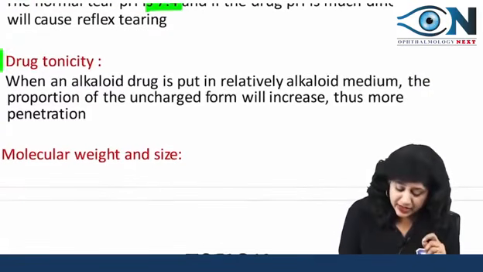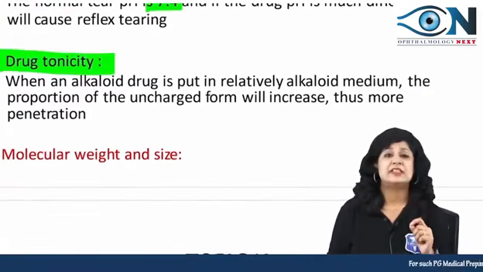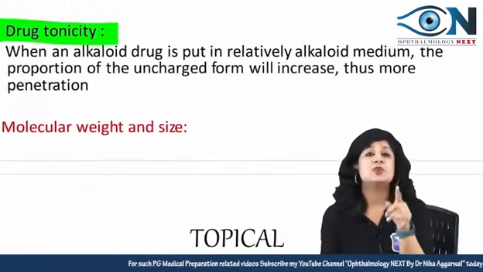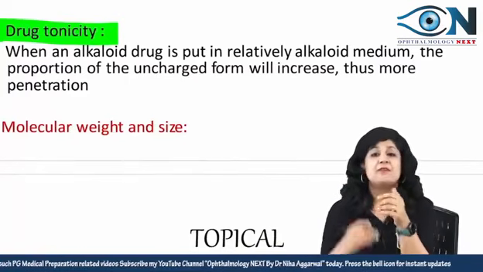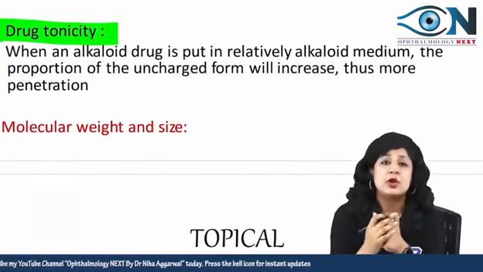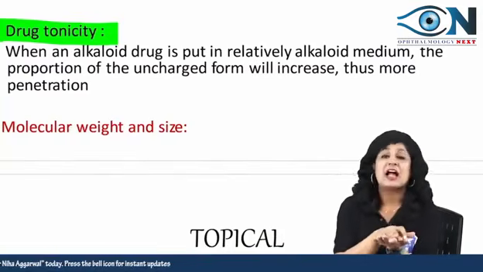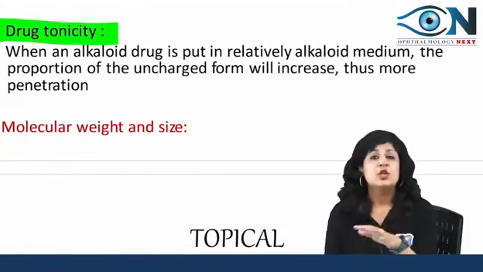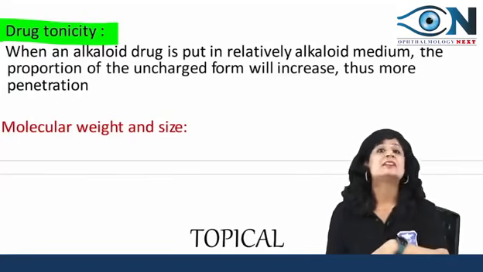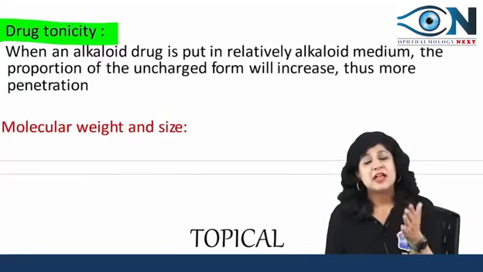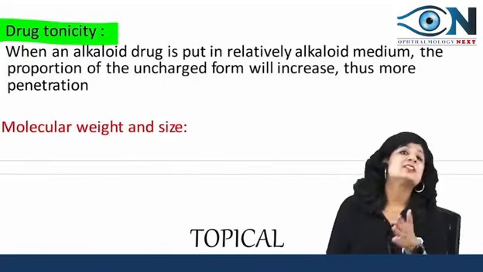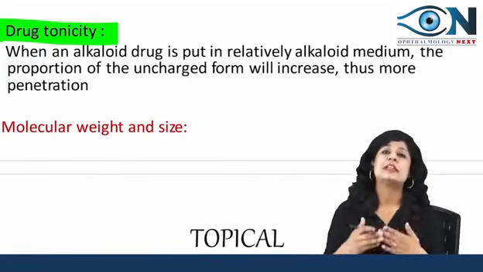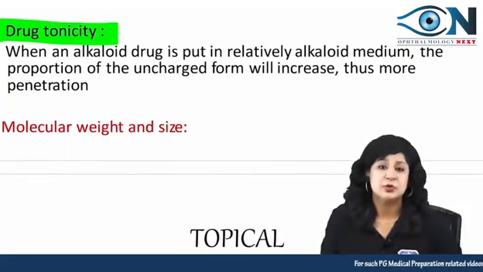Another important thing is the drug tonicity. What does that mean? When you are using an alkaloid drug in a relatively alkaline medium, the proportion of the unionized form will increase, and therefore it will penetrate more. So there are so many factors, which is why we have so many standards for the passage of a drug, for the approval of a drug. It has to pass all these factors, only then does a drug become FDA approved to be used.